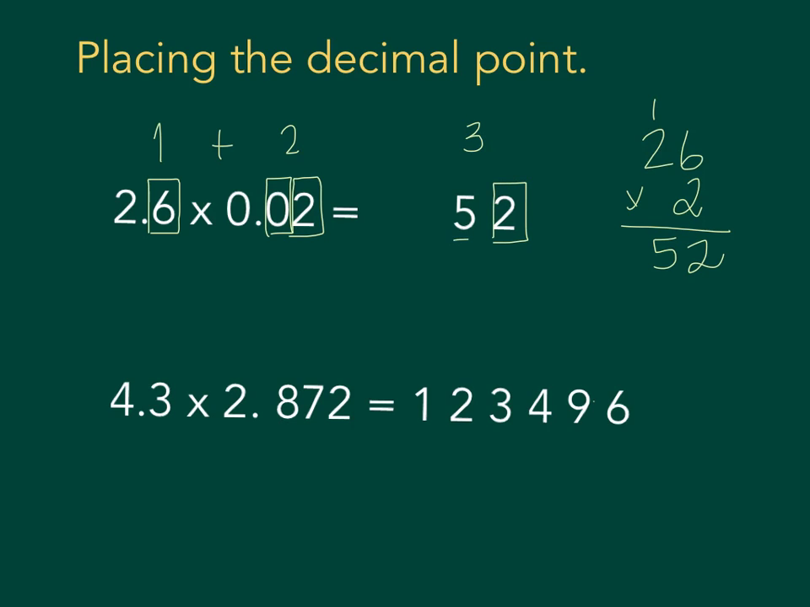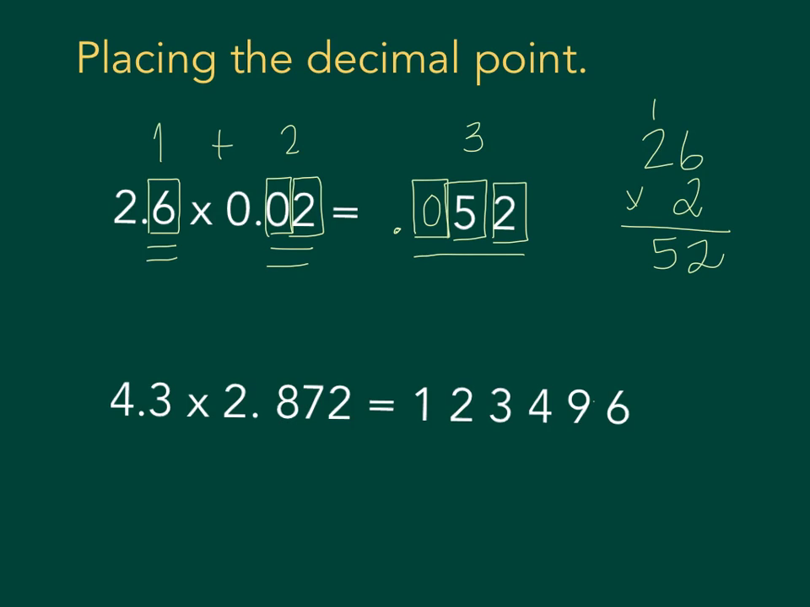So here's 1, here's 2, but I need 3 places, so I'm going to put a 0 in as a placeholder, and then put my decimal point. And if you think about it, this makes sense because 6/10, that's tenths, times hundredths should give me thousandths, which this does, 52 thousandths.